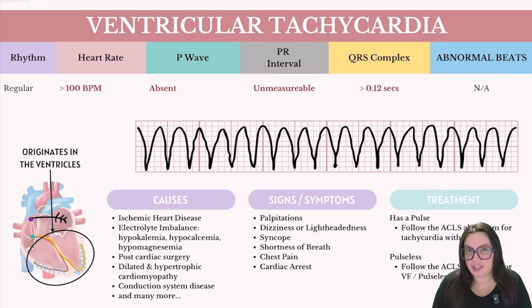So let's talk about rhythm identification. What's an easy way to identify ventricular tachycardia? Well, you can think of it in one of 2 ways. You can think of it as either being like a tombstone formation, or you can think of it the other way, as them looking like a V.